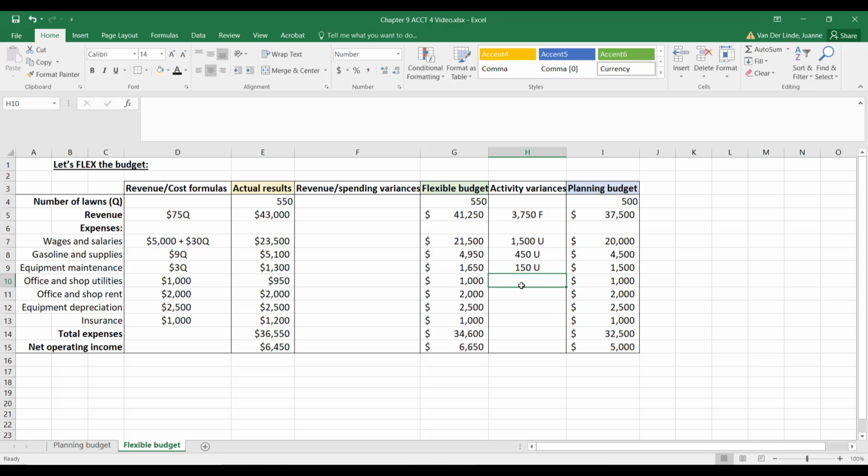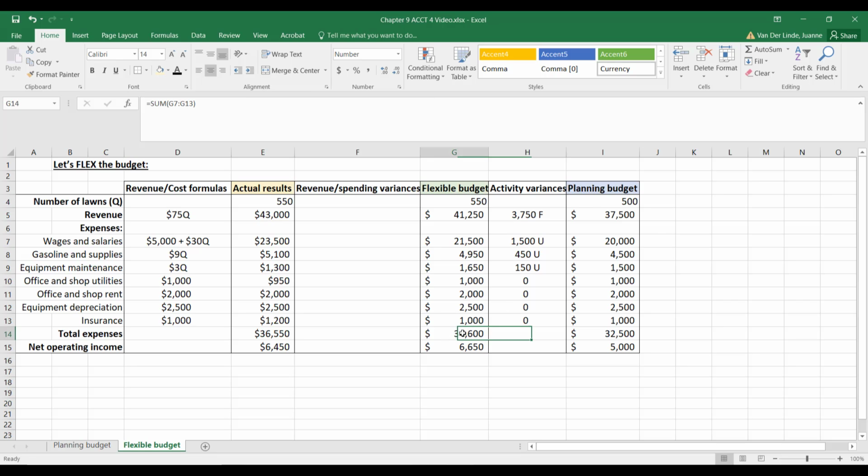And we can see here now for office and shop utilities down to insurance, there are no variances here, right? Because both of these budgets use the same cost formulas, and these costs are fixed, and fixed costs stay the same in total as activity changes, right? Within the relevant range at least. So there are no variances there for those fixed costs.